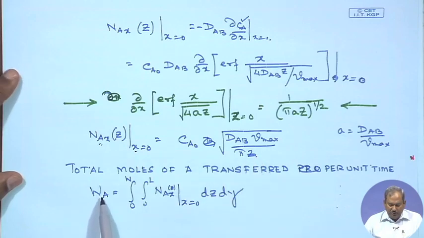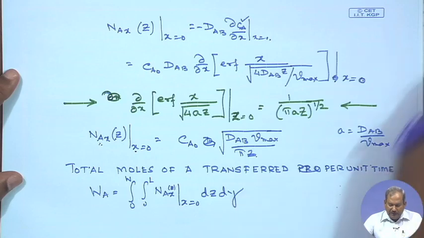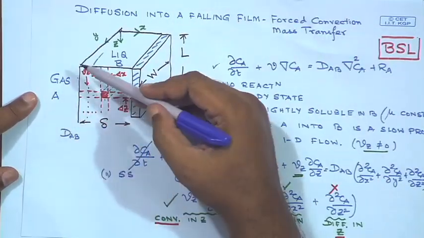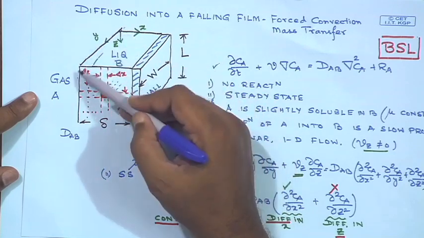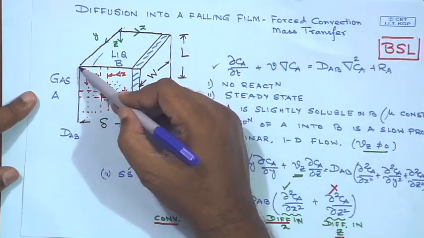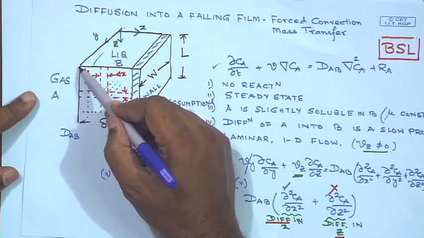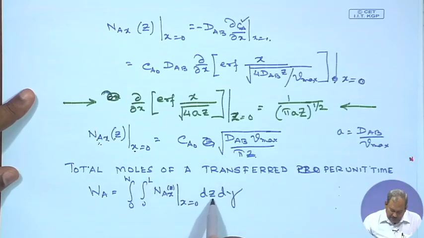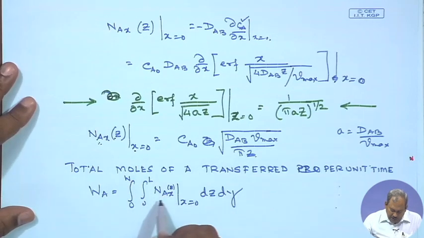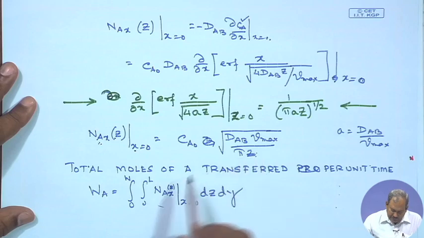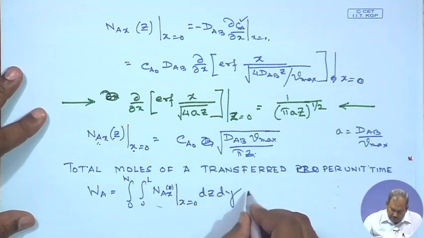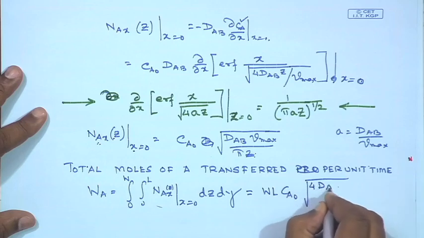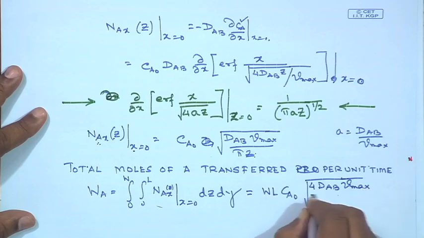Now, in order to obtain the total moles which are transferred, I am going to integrate it over the entire area of this face, the entire area of the x face, which is the integration over y and the integration over z. The y integration is from 0 to W, and the z integration limits are from 0 to L. That is why it is integrated over 0 to L dz and 0 to W dy. We understand that this NAx is a function of z, but it is not a function of y. So when you perform this integration, you would see this is going to be CA0 root over 4 DAB V max by pi times L.